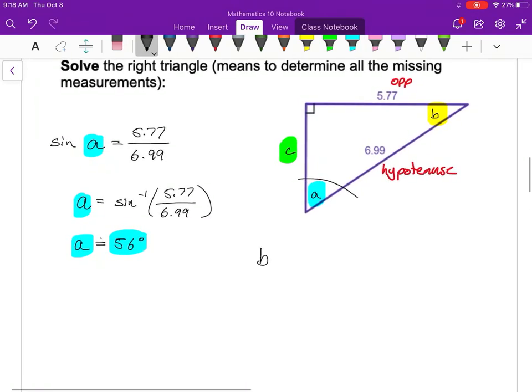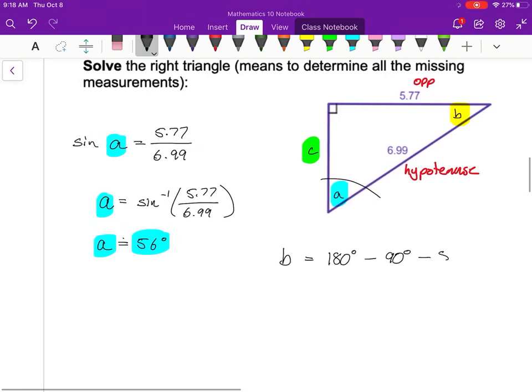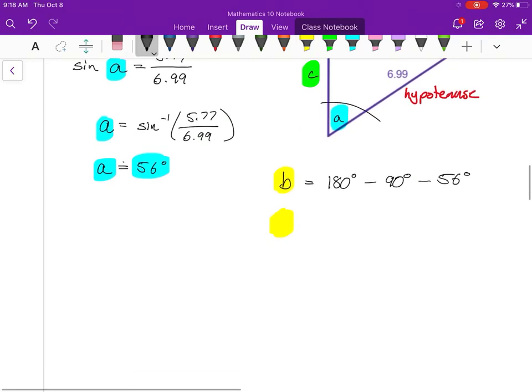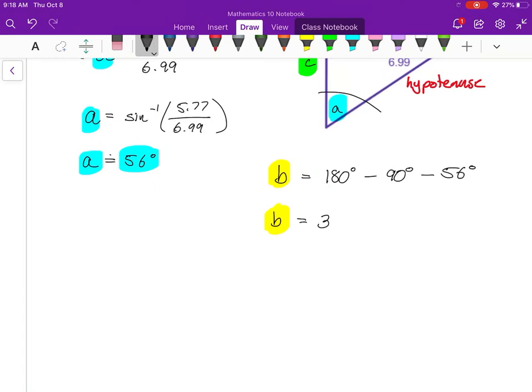I know that angle B must be the same as 180 degrees, take away the 90-degree angle, take away the angle we just found. Because again, all three angles in any triangle add up to 180 degrees. And so let's just do that, and then I'll have B. I'll be done. I don't have to use actually any trigonometry, like any of the ratios. So 180 minus 90 minus 55.6 rounds to about 34 degrees.